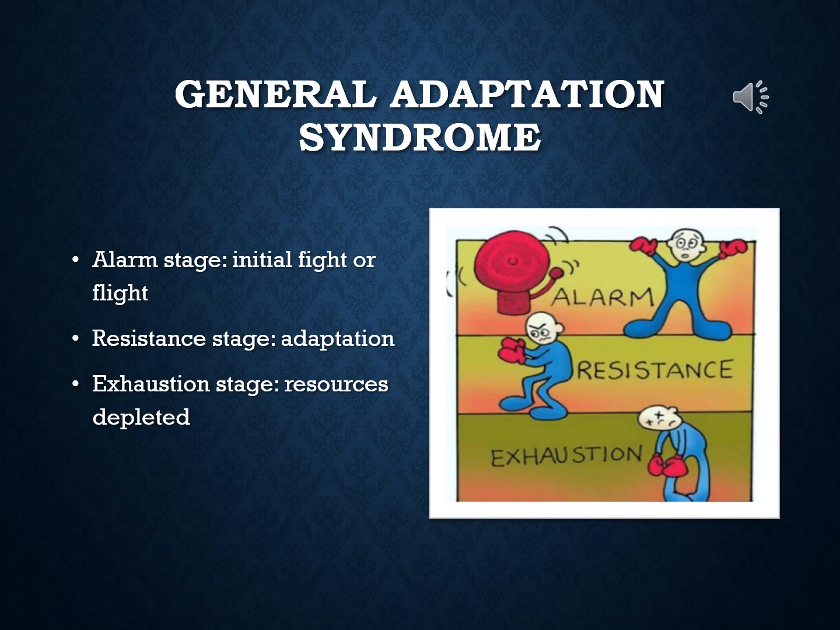Okay, so we're going to talk about the general adaptation syndrome related to stress and how our body adapts to stages of stress and how we can decrease that. So we have three stages for the general adaptation syndrome to be aware of. First stage is the alarm stage. Second stage is resistance stage, and third stage is exhaustion stage.